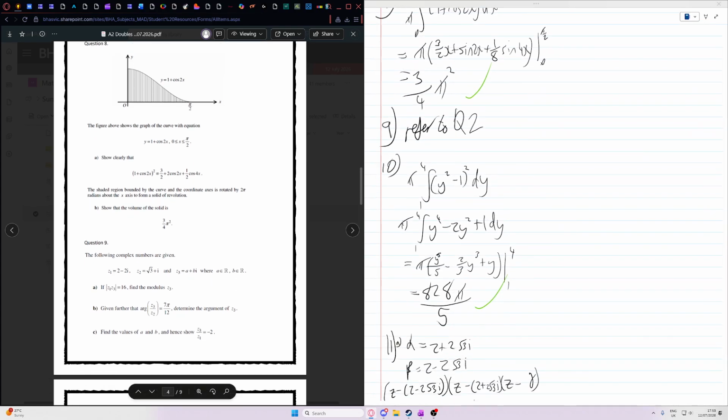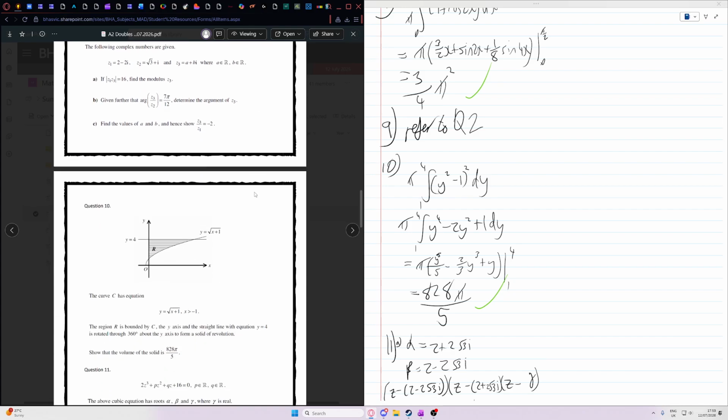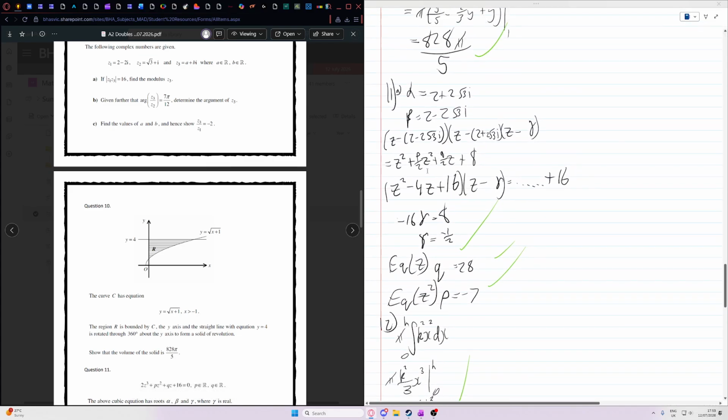Question 9, which is literally the exact same as question 2, so we'll move on. Question 10. Here, because we're rotating around the y-axis, you need to find x in terms of y and then square that, and then you can do all that you need to do and then solve.